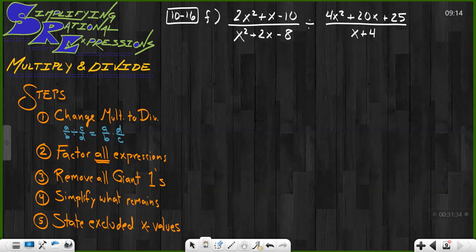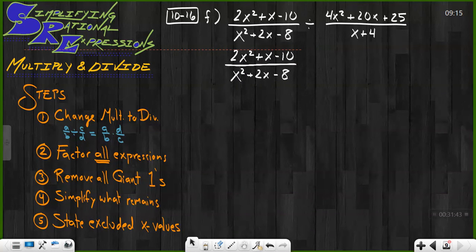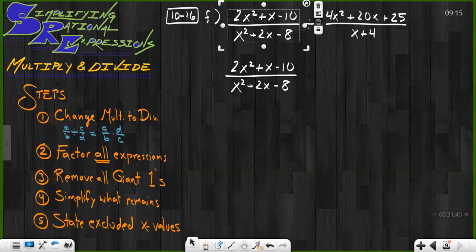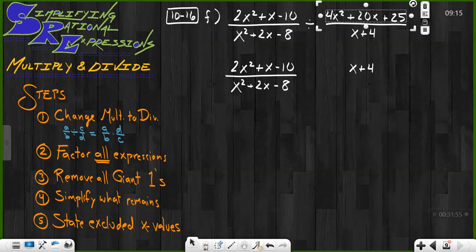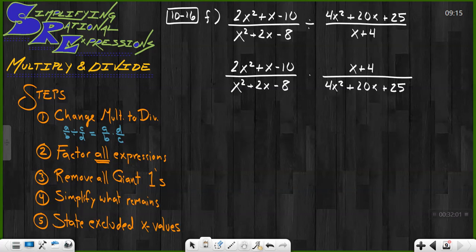All right, let's look at this. First off, we have division, so let's change that. We're going to take our first one here. We're keeping the first fraction exactly the same. And then our second one here, we're going to flip. Change it to multiplication and change it to a reciprocal.